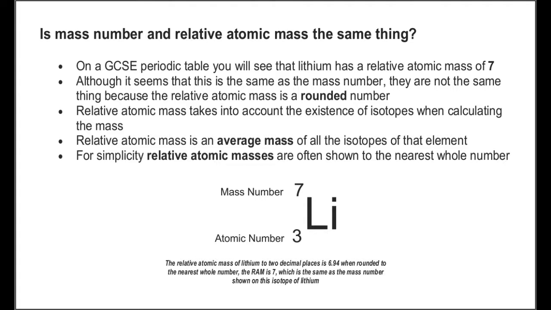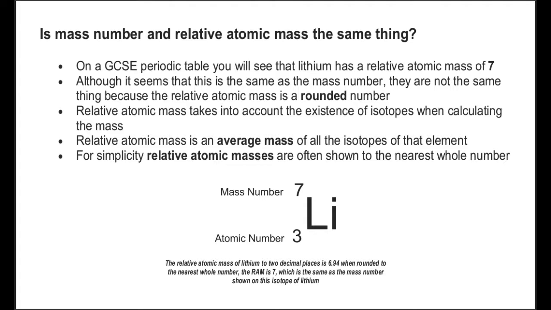Is mass number and relative atomic mass the same thing? On a GCSE periodic table you will see that lithium has a relative atomic mass of 7. Although it seems that this is the same as the mass number, they are not the same thing because the relative atomic mass is a rounded number. Relative atomic mass takes into account the existence of isotopes when calculating the mass.